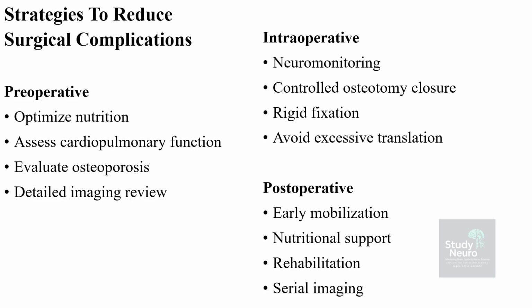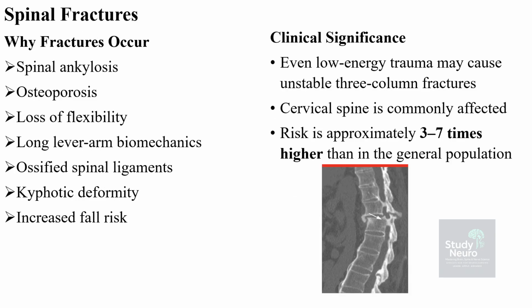Neuromonitoring can help detect changes in neurological function during surgery, while controlled osteotomy closure and rigid fixation improve stability and reduce the risk of mechanical failure. The postoperative period is equally important. Early mobilization, adequate nutritional support, and structured rehabilitation help recovery, while serial imaging allows the team to identify loss of correction or other complications early. Good planning reduces risk. Care continues after surgery.